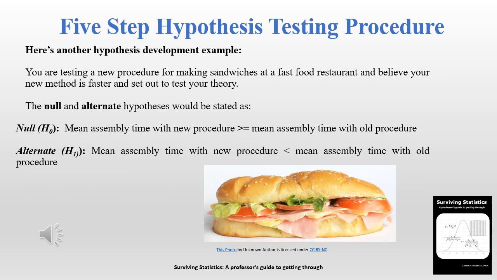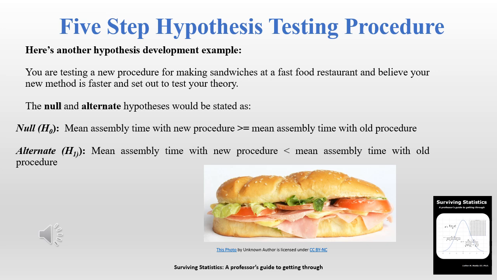Well, here's another example in how to develop the null and the alternate hypothesis. It's a food example. Must have been hungry when I was making these slides. But assume in this case that we're working at a sandwich fast food restaurant, and we have one method for making a sandwich, and we have another method that's being proposed to us, and we want to find out which method is faster. So in this case, the null hypothesis, H sub 0, would be that the average assembly time for the new procedure is greater than or equal to the average assembly time for the old procedure. The alternate hypothesis would be that the mean assembly time for the new procedure is less than the mean assembly time for the old procedure.